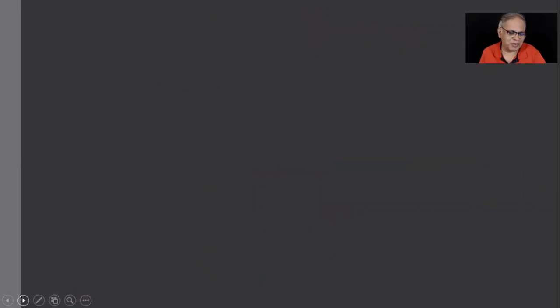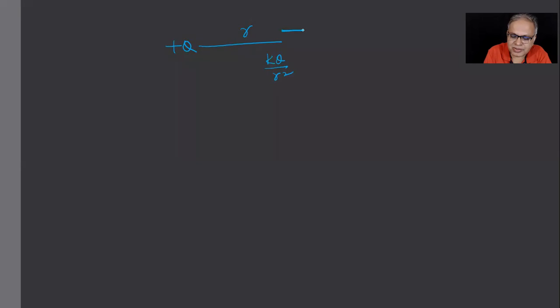Now I'll ask a question to you people. This will tell me whether you really followed it. I've got a plus Q charge here, children. At a distance r from it, we say kq by r square is the field strength and direction is away from it. What direction is this? E. Why? Because E is defined as a force on a unit positive charge. That means if I placed a positive charge here, the force would be that way. Therefore, E is that way, right?